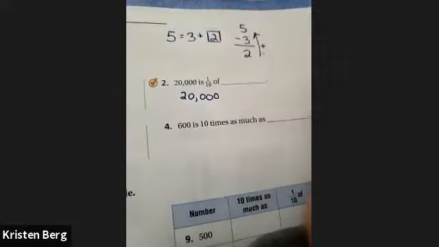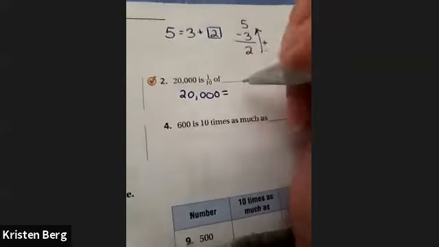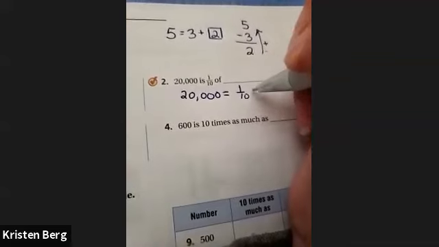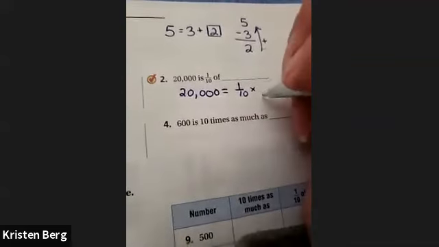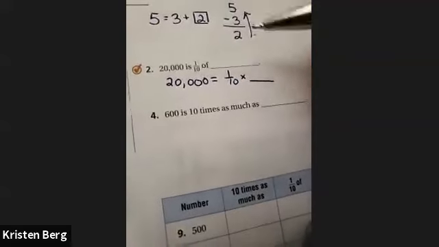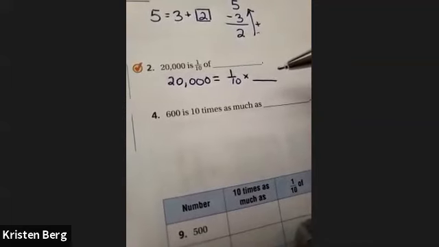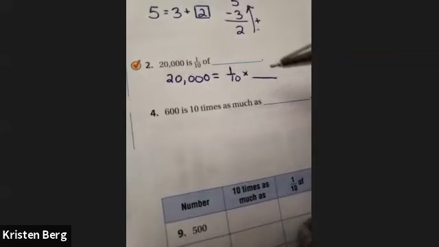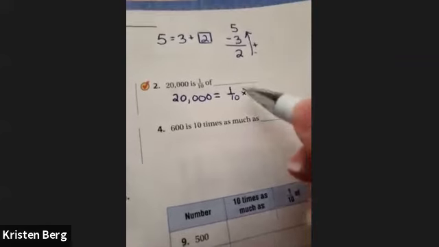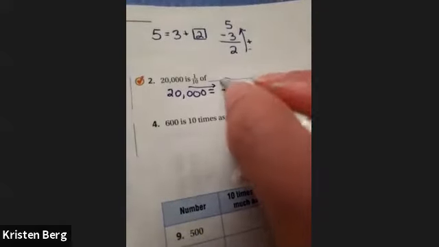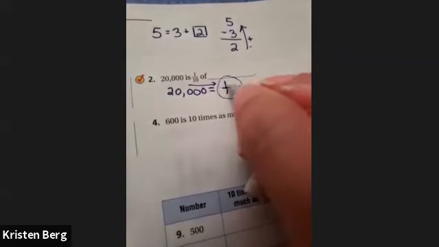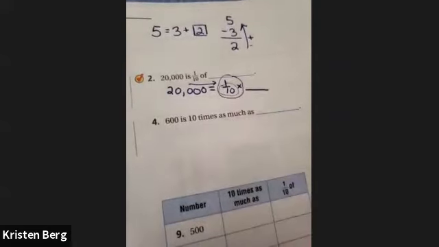All right, so now we're going to go on to this next one. So now we have 20,000 is, remember that means equals, a tenth of, remember of means times, blank. Okay, so this is another issue. It gave us our answer, but we need to find the missing factor here, the missing product. So how do I do this? I have to now work backwards. And what is the opposite? Remember, this means dividing by 10 right here. So what is the opposite of dividing by 10? You should be saying it should be multiplying by 10.